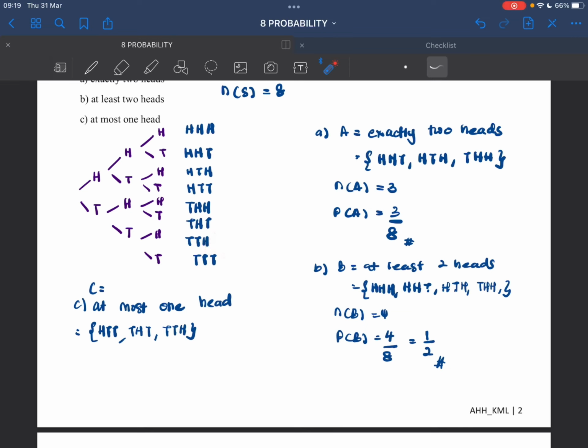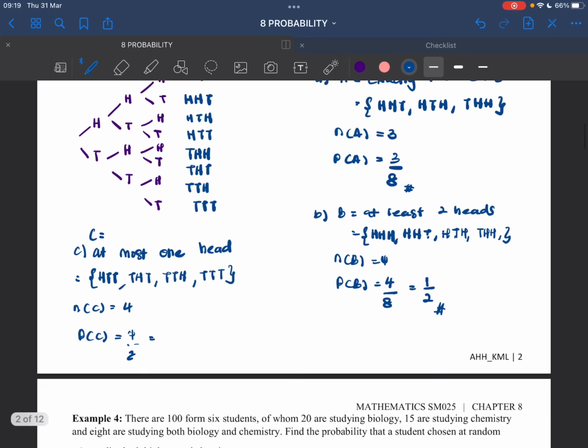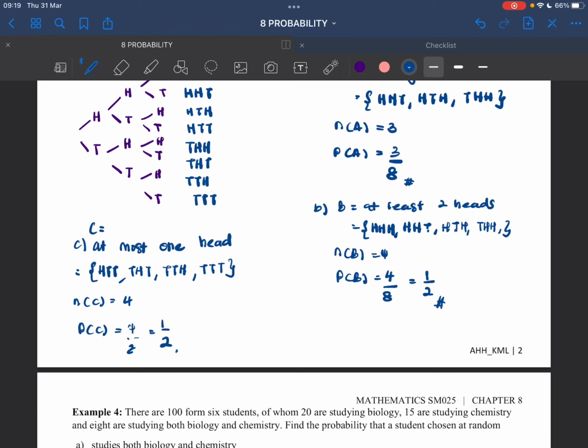TTT. Can we include TTT? Because the question said at most one head. Okay, if the question said at most one head, paling banyak satu, you can include the 0 head as well. So TTT is included. So here we have number of event C is equal to 4. So probability of C is equal to 4 over 8, which is 1 over 2.